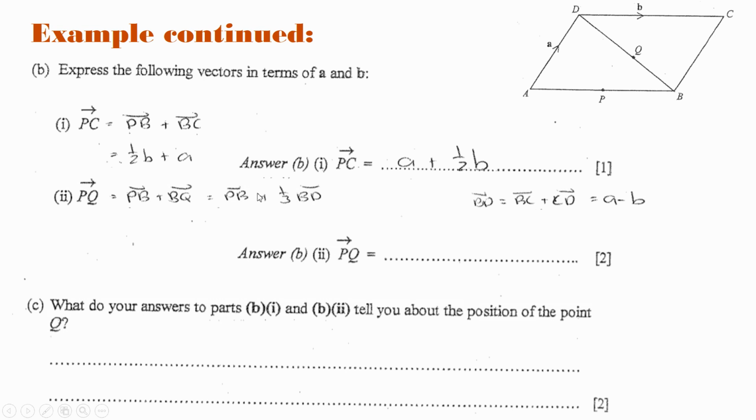So PB, we know, is a half B, because it's going in the same direction as B. And then plus a third, A minus B, a third of this one. Then I would expand a third times that, a third times that. So we've got a half b we carry down plus a third a minus a third b. And then you've got to use your fractions.